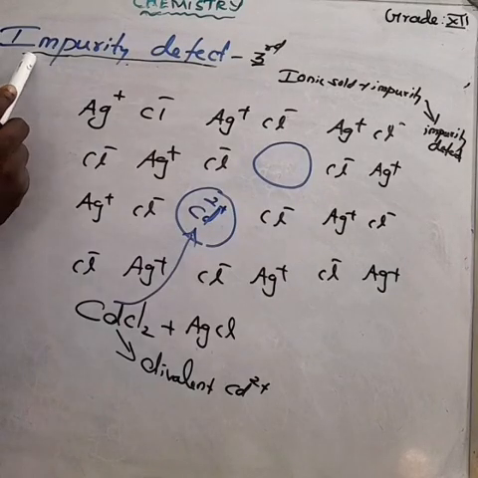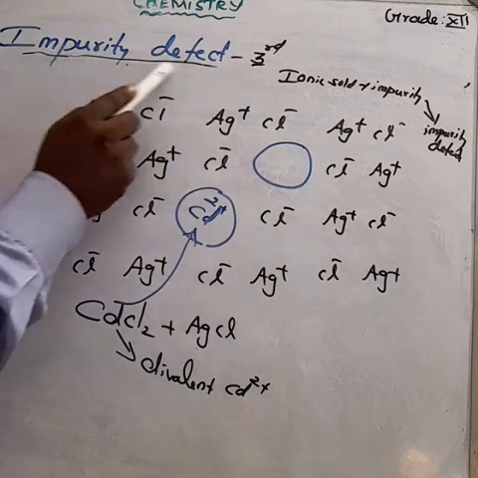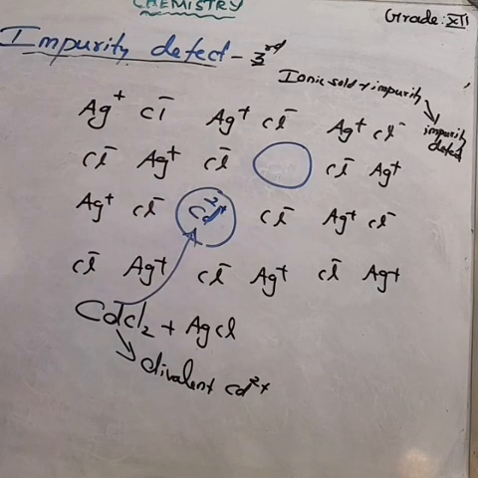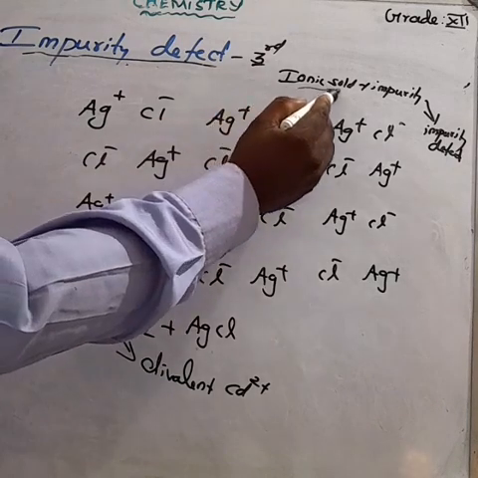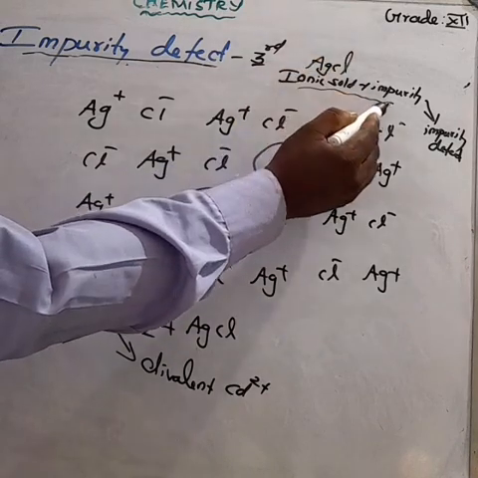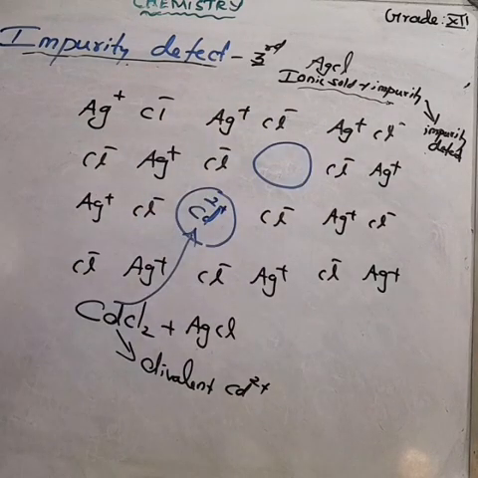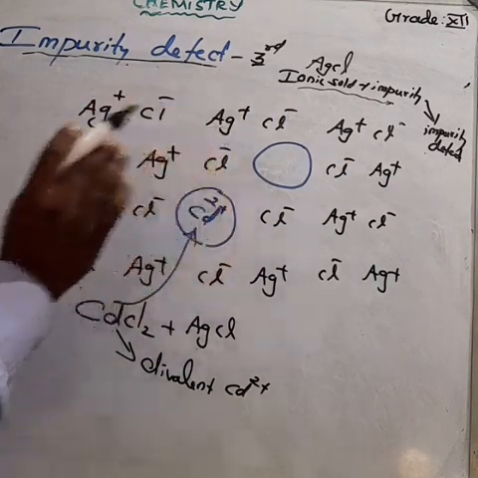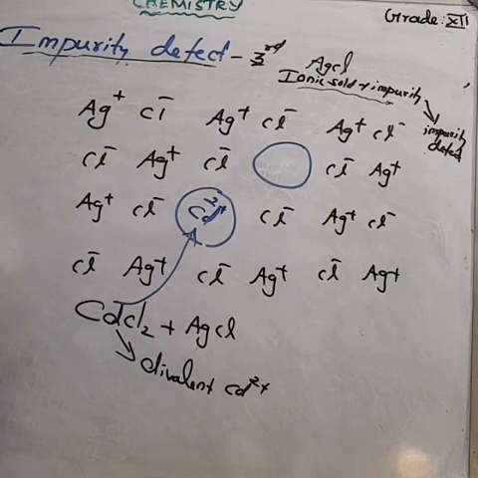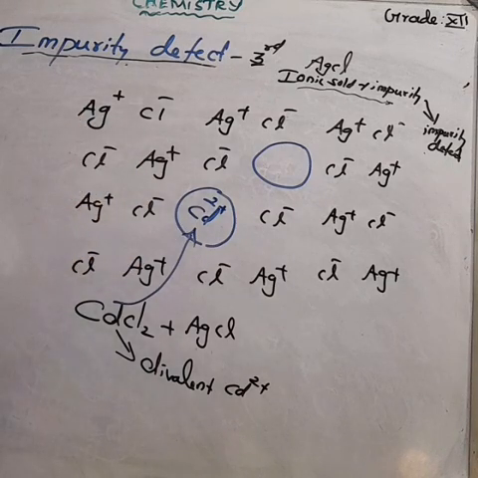Next, we will discuss the third type, that is impurity defect. What is an impurity defect? In an ionic solid like AgCl, when we add an impurity, we get an impurity defect. If the impurity ions are in a different valence state from that of the host, vacancies are created in the crystal lattice of the host.